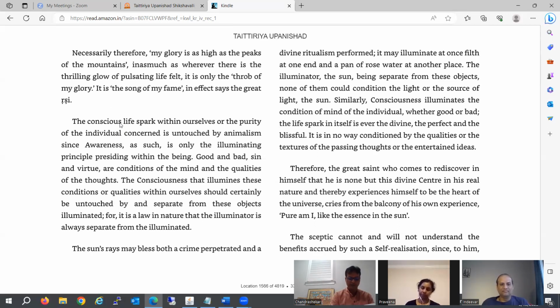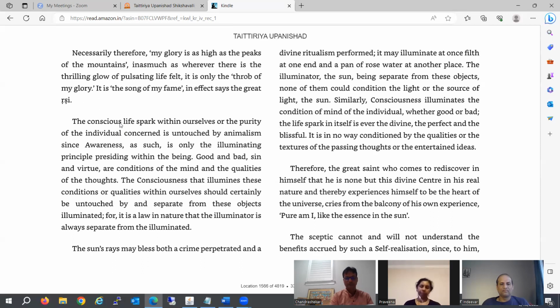Untouched by animalism, since awareness, as such, is like that. I think there is no comma after animalism. Untouched by animalism, since awareness. Animalism, full stop. I mean, comma. Since awareness, as such, is like that. Isn't it? Is that correct? Good.